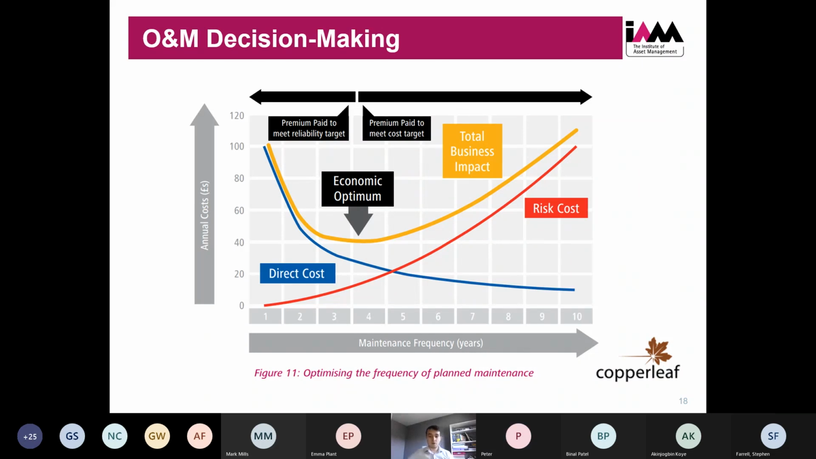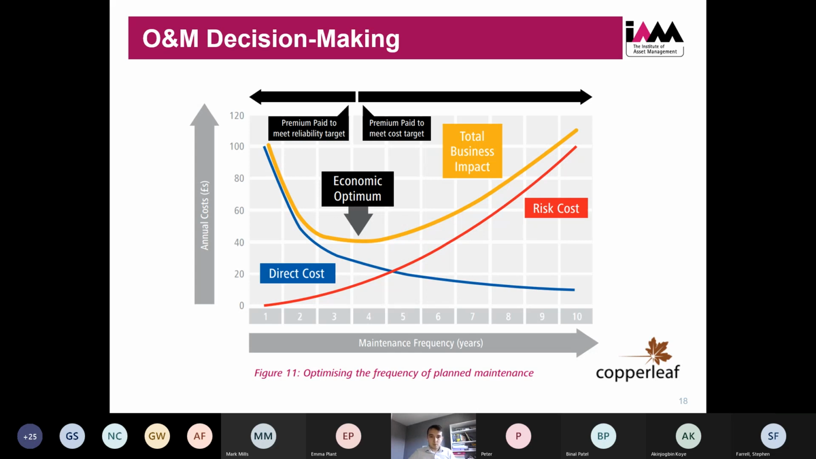So the horizontal axis here indicates the maintenance frequency in years. So, for example, a 1 would indicate an annual maintenance frequency. 9 would indicate that a maintenance activity would be set for this asset once every 9 years. The vertical axis then indicates the annual cost. So the more frequently the task is carried out, the higher the direct annual cost of that planned maintenance, as you can see, the blue line, and the lower the risk of failure too, which is the red line. And the opposite is true, vice versa.